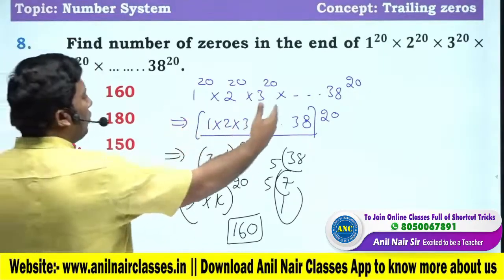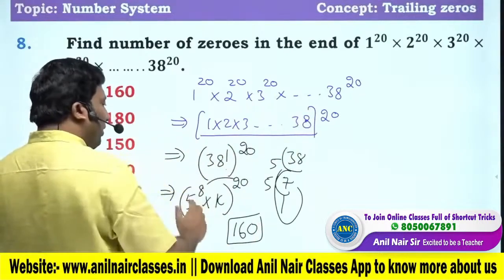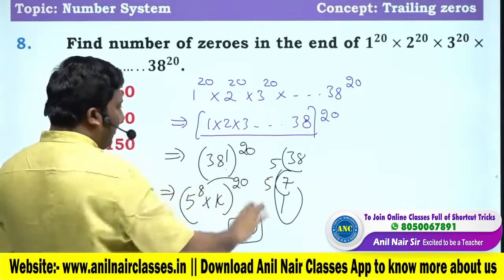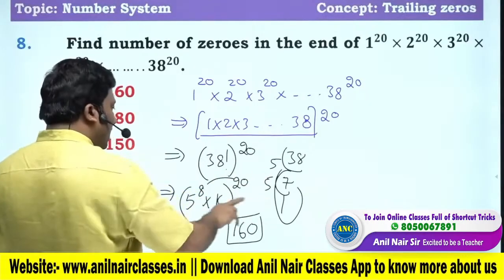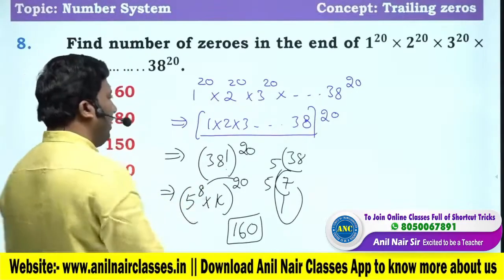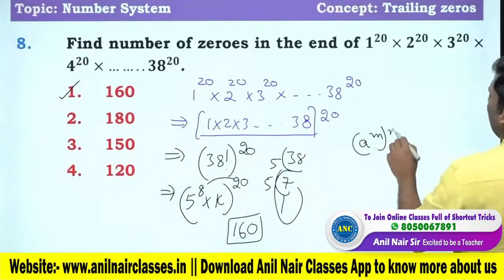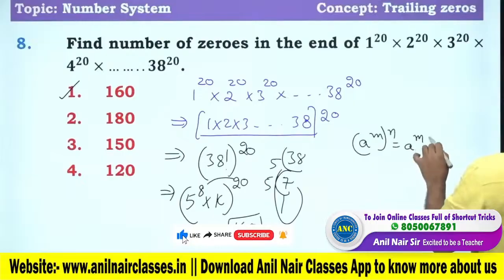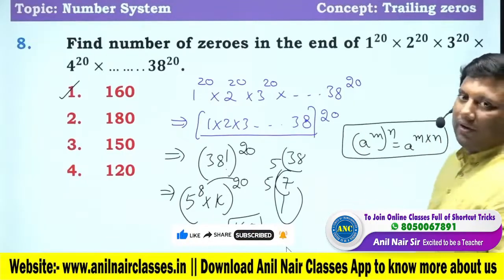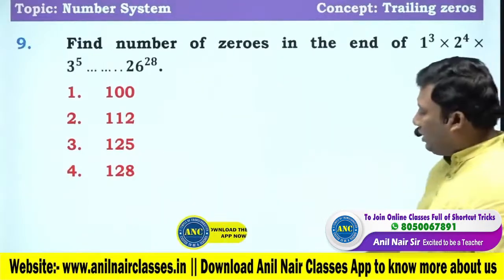1 into 2 into 3 till 38, that is 38 factorial power 20. Number of zeros at the end, for factorial, is the power of 5. 5 sevens are, 5 ones are. 7 plus 1, 8. 5 power 8 into k power 20. A power m power n is equivalent to a power m into n. 8 into 20, answer is 160.